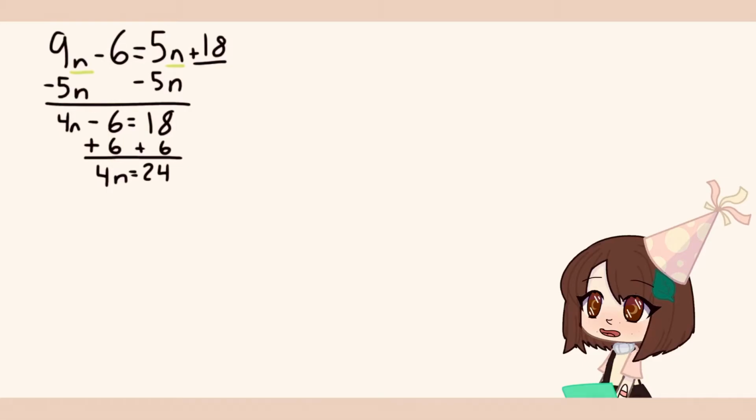Now, the last step in this equation is that you would have to divide by 4, so divide 4n by 4 and 24 by 4. So just do that. And you would end up with n equals 6. And that is how you solve equations with variables on both sides.